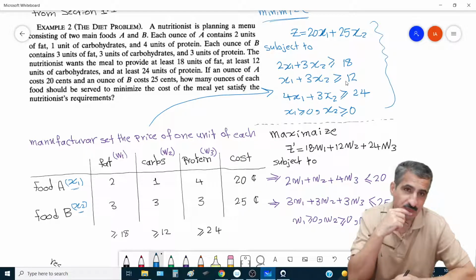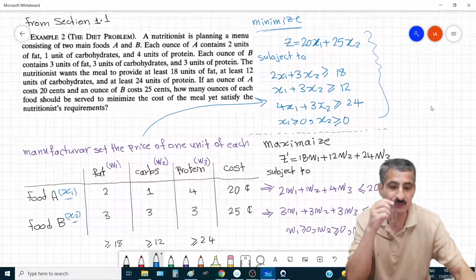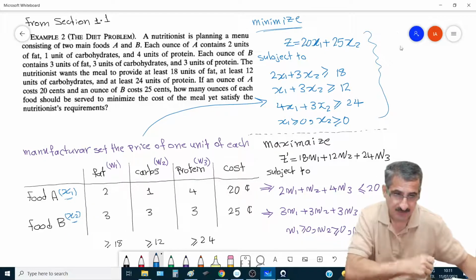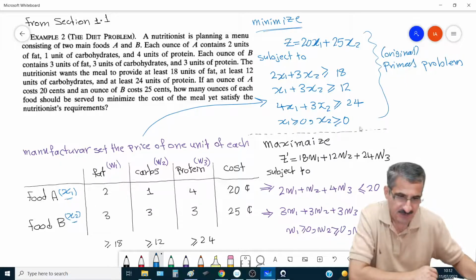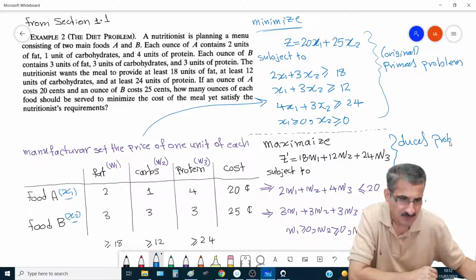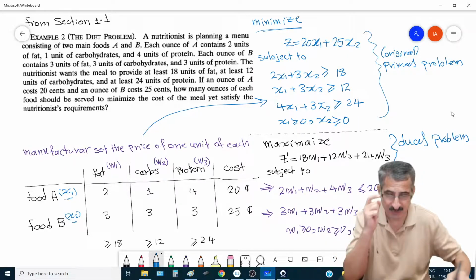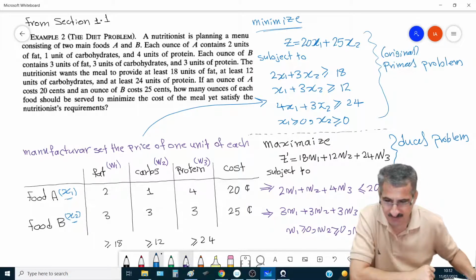So what is new now? Out of this problem, we will make a new one, which we call a dual problem. This one we will call the primal problem, the original problem. Out of this, we will make what we call a dual problem. So we will make another linear programming problem out of the first one. How? The way it goes is the following.